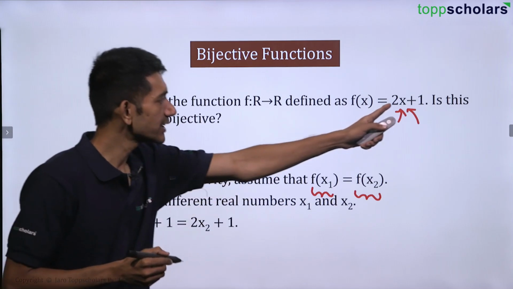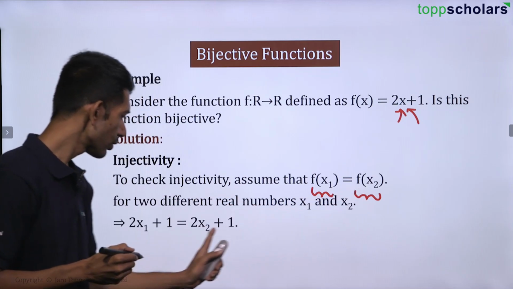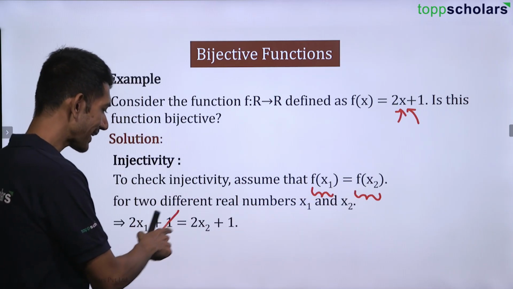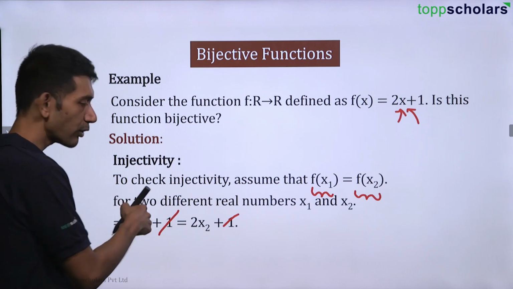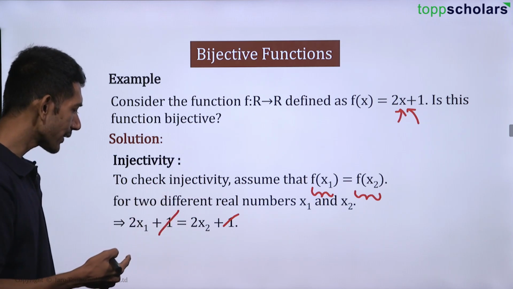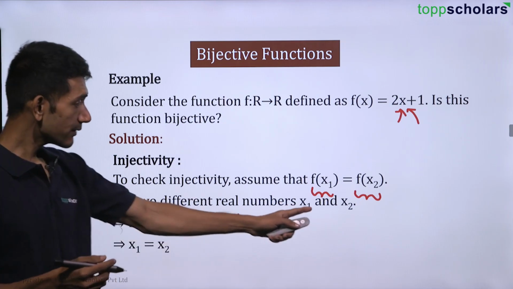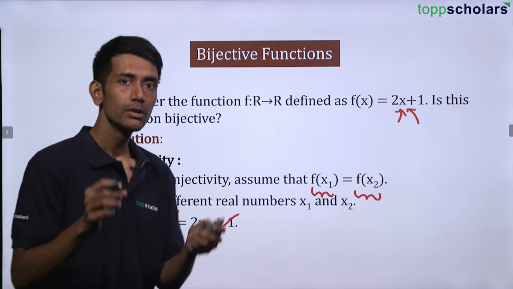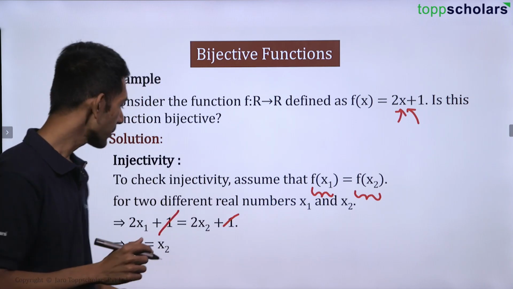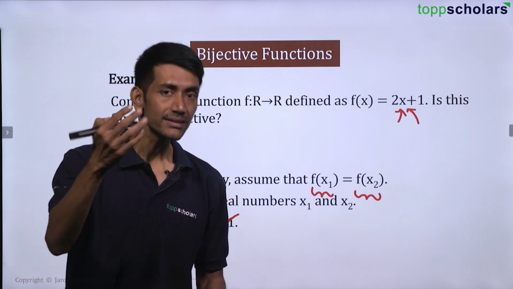2x1 plus 1. Instead of x, I have put x1 is equal to, for x2, 2x2 plus 1. This 1 will get cancelled, isn't it? 2x1 will be equal to 2x2. 2 will also get cancelled later. And what are you going to get? You are going to get x1 is equal to x2. We started with f of x1 is equal to f of x2, and then we got x1 is equal to x2. So clearly we can say that this particular function is injective. That is 1, 1 is done.